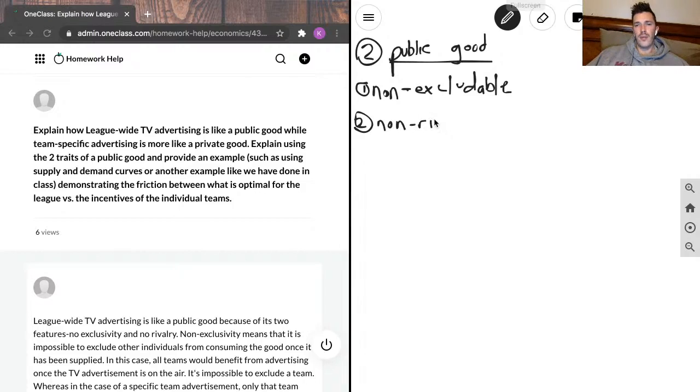So non-rival means that one person's consumption of the good does not mean that there's less to consume for someone else. In the case of league-wide advertising, if I watch a commercial for the NBA, me consuming that commercial, watching it, does not impact your ability to consume it and watch it as well. Non-excludable means that you cannot exclude somebody else from watching it. So if I'm in my house and I watch that commercial, I can't stop you from watching it wherever you are.